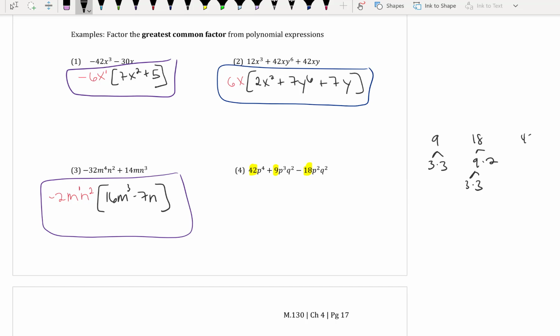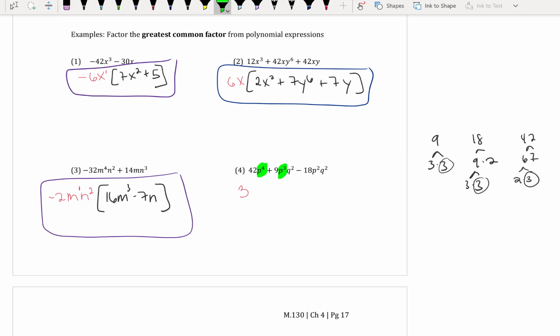But if I'm looking at 42, I know that's my 6 times my 7. So 7 isn't going to be a part of it. But I know that's 2 times 3. So it looks like the biggest common factor here is going to be my 3. That's common in everything. So I'm going to make sure that my GCF then is going to include a positive 3.